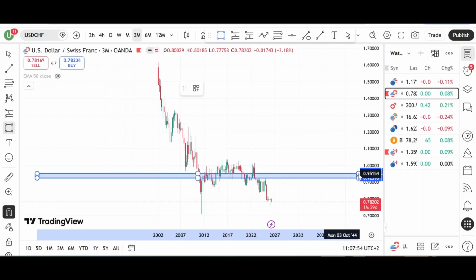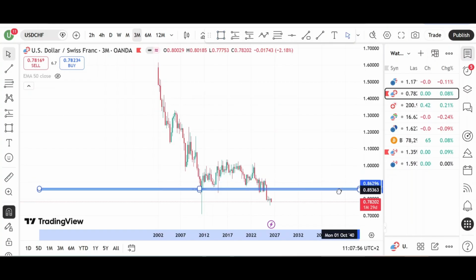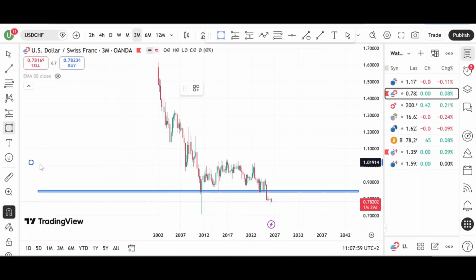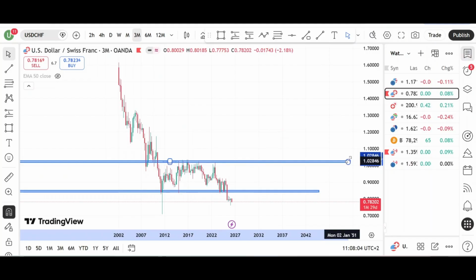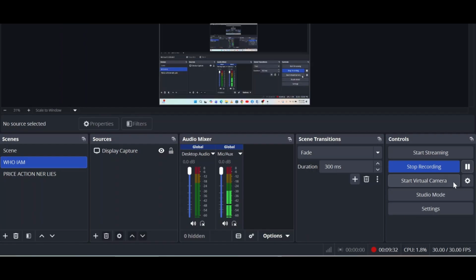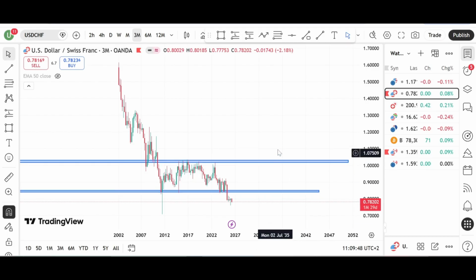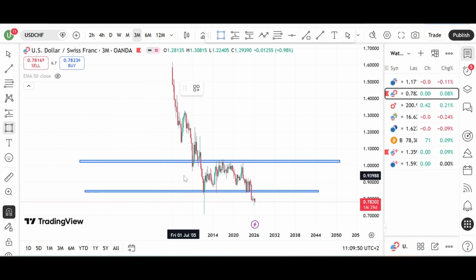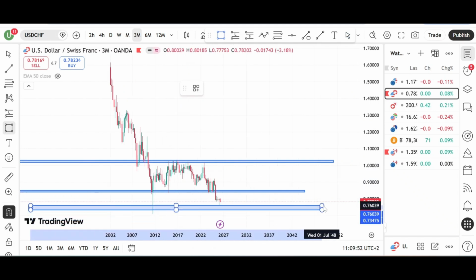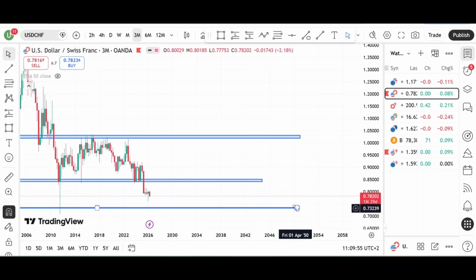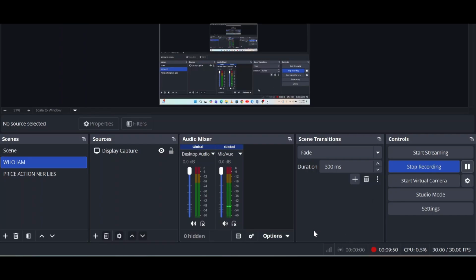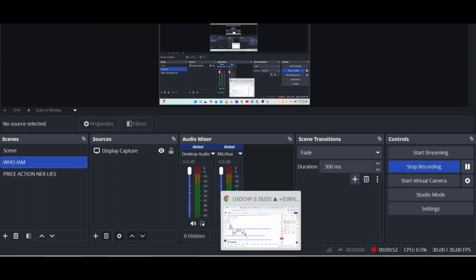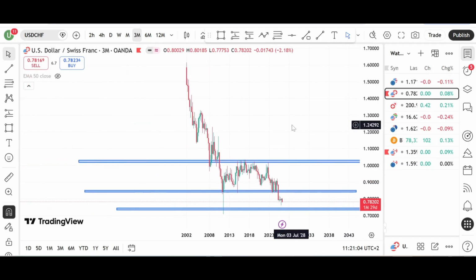Now we are in an uptrend. This is a 3-month zone here. Okay, you can see this is a 3-month lower zone. As you can see, we are in a lower.